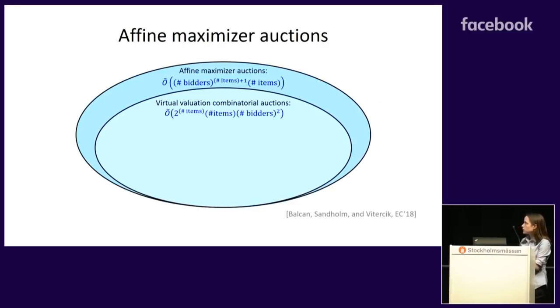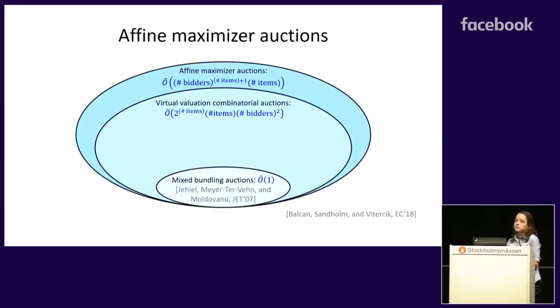Okay. So going back to affine maximizer auctions, which Tuomas talked about in his part of the tutorial, we can also apply our general theorem to give pseudo-dimension bounds for affine maximizer auctions. And as you might remember, affine maximizer auctions are pretty complex, and so it shouldn't be a surprise that our pseudo-dimension bounds are pretty large. So here's our bound for affine maximizer auctions. Here's our bound for virtual valuation combinatorial auctions. And there are also subclasses where we get better pseudo-dimension bounds, subclasses that have been studied previously in economics.